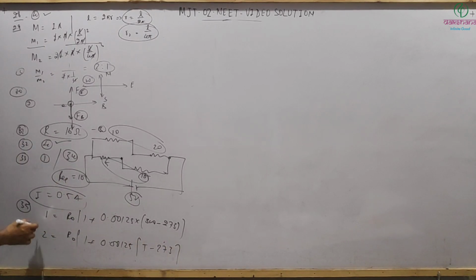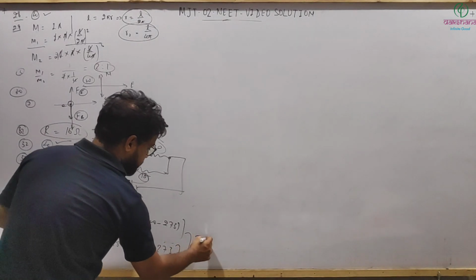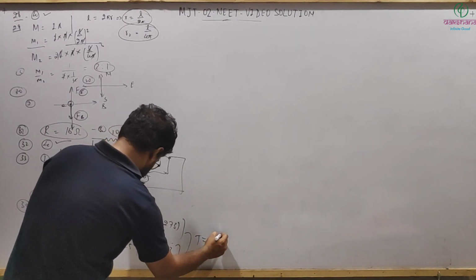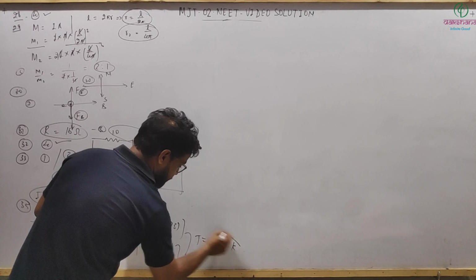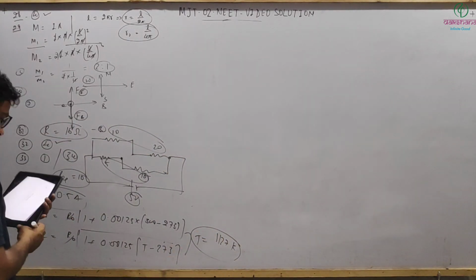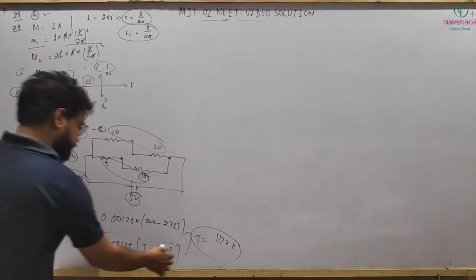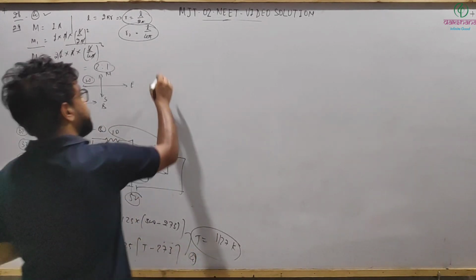So these are the two relations, just simply dividing, cancelling and simplifying, solving it, we get T is equal to 1127 Kelvin, matching with option number 4. Next question number 36.